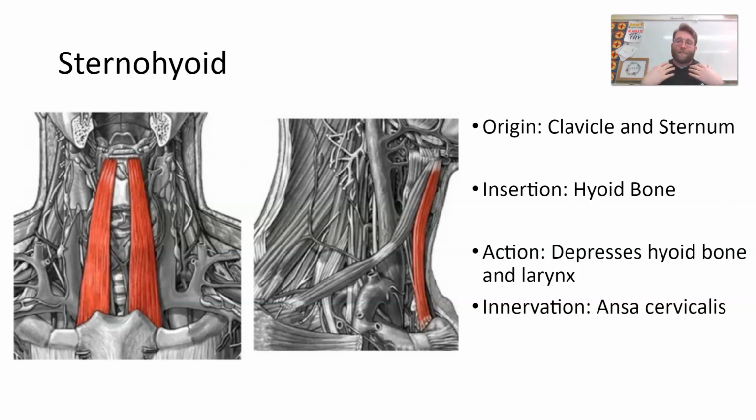And remember, origin is just the location where the muscle starts, and the insertion is the thing that's getting acted on. So what is that muscle pulling on? In this case, we're inserting on the hyoid bone, and the sternohyoid is responsible for depressing the hyoid and the larynx to assist with, again, talking and making noises and things like that.